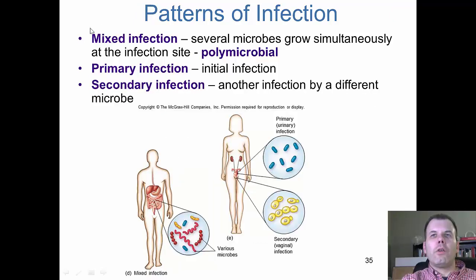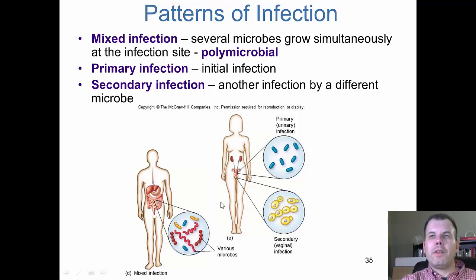All right. We can also have a mixed infection. This is when you have more than one microbe that's causing disease, and a lot of times that can be intestinal, or if you're talking about things in your mouth, if you have a bacterial infection or maybe an abscess in your tooth, that can be multiple different bacteria there. We talk about primary infection. This is the first infection that you may get.